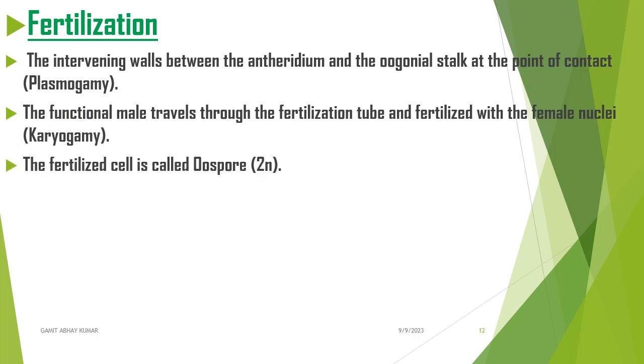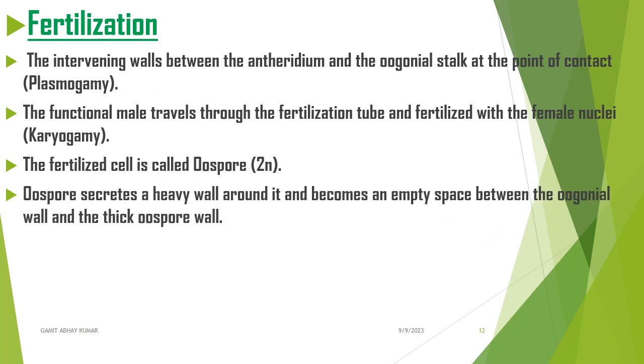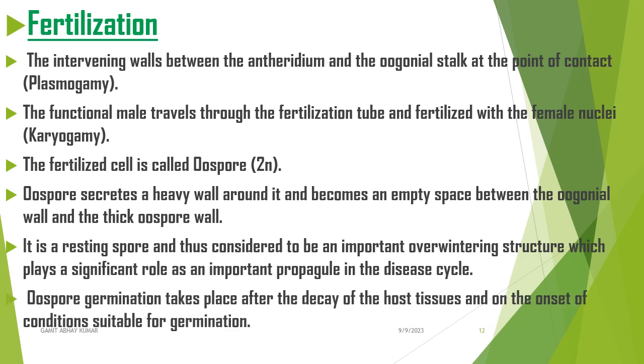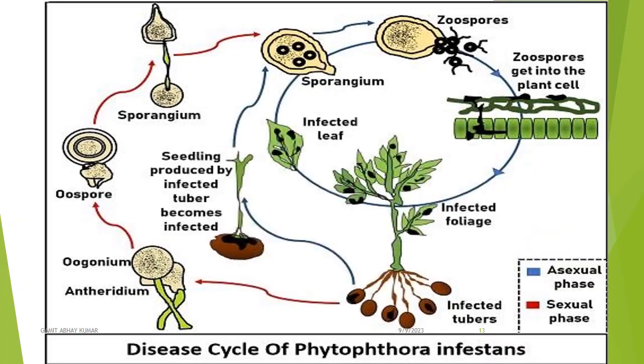The fertilized cell is called the oospore. The oospore secretes a heavy wall around it, leaving an empty space between the oogonial wall and the thick oospore wall. It is a resting spore and is thus considered an important overwintering structure, which plays a significant role as a propagule in the disease cycle. Oospore germination takes place after the decay of the host tissues and on the onset of favorable conditions. Disease cycle of Phytophthora infestans.